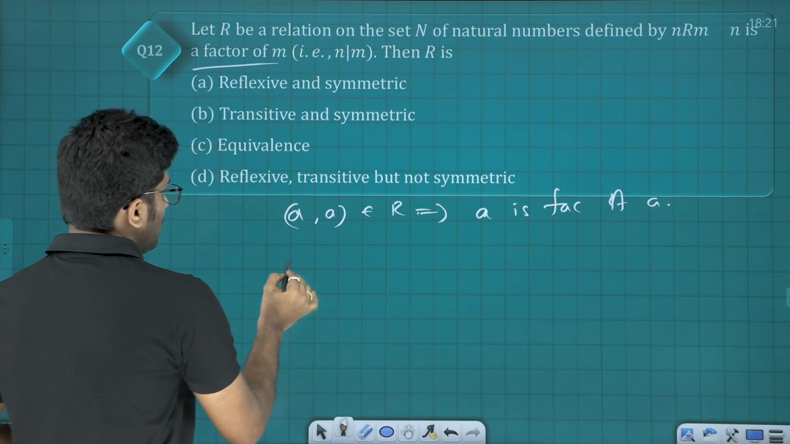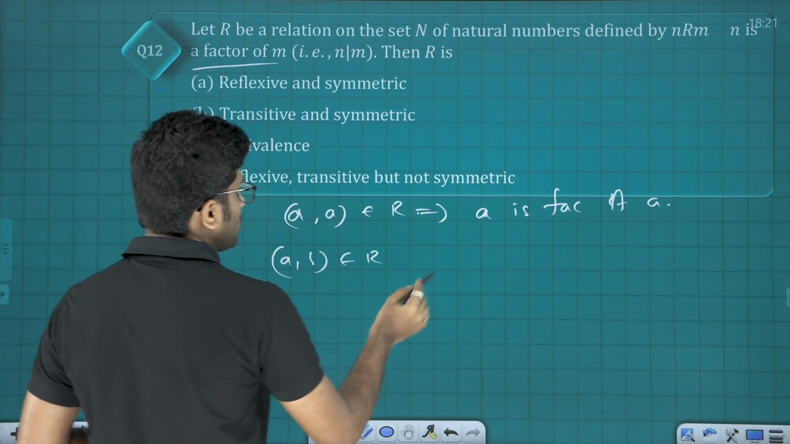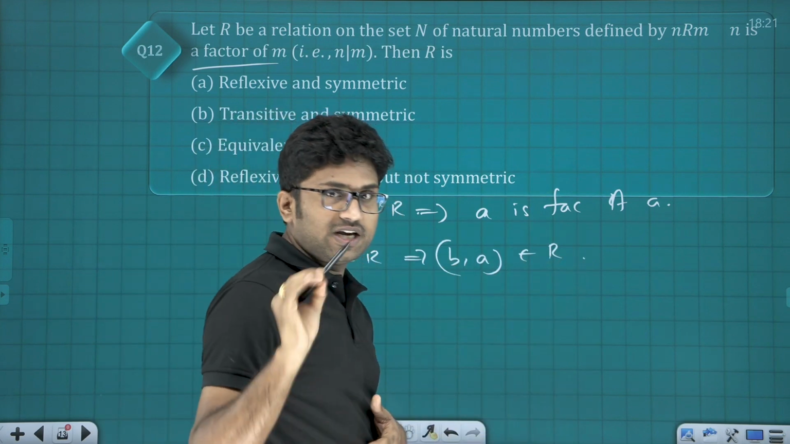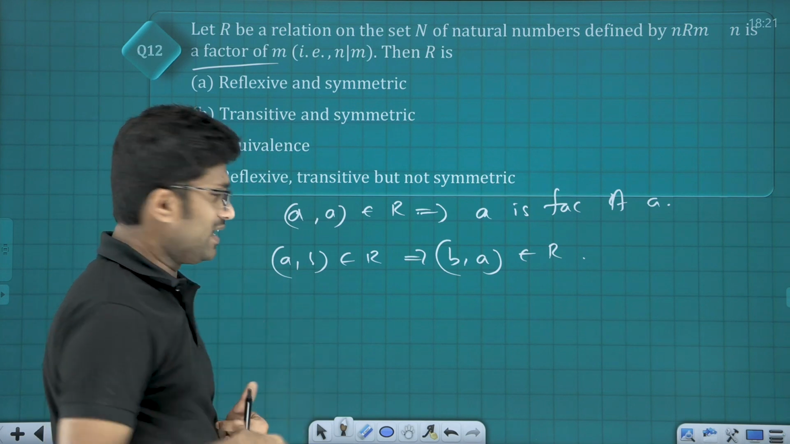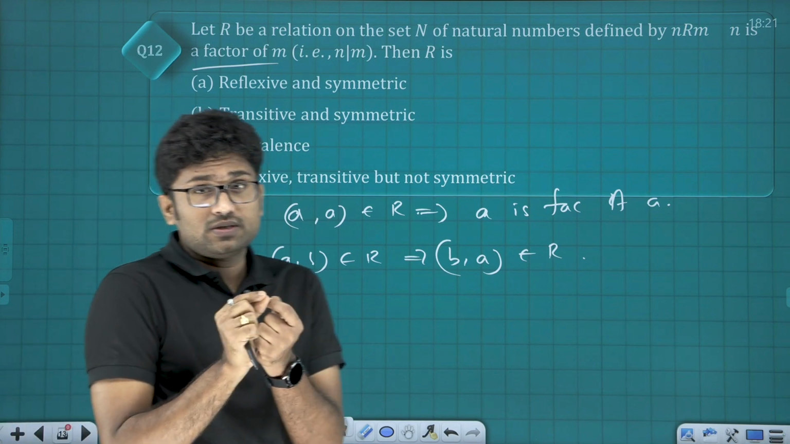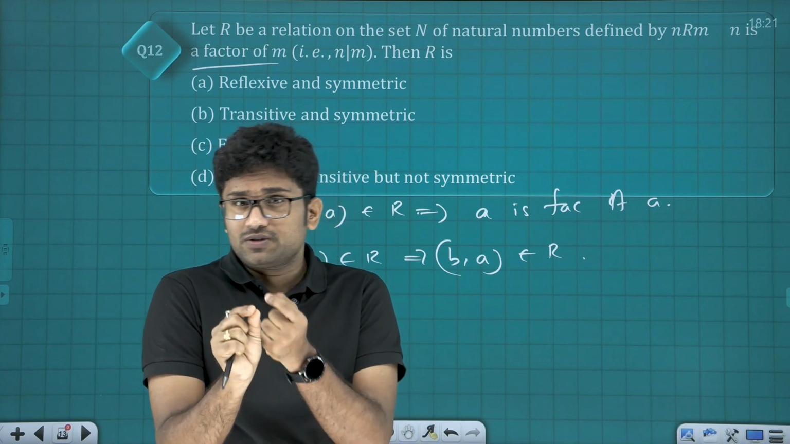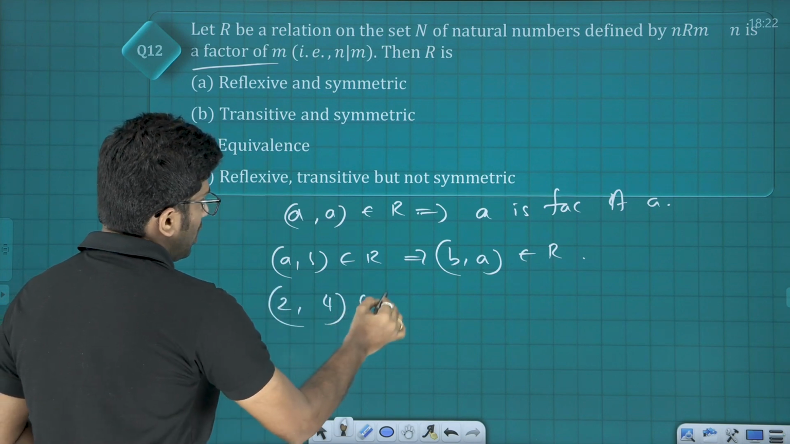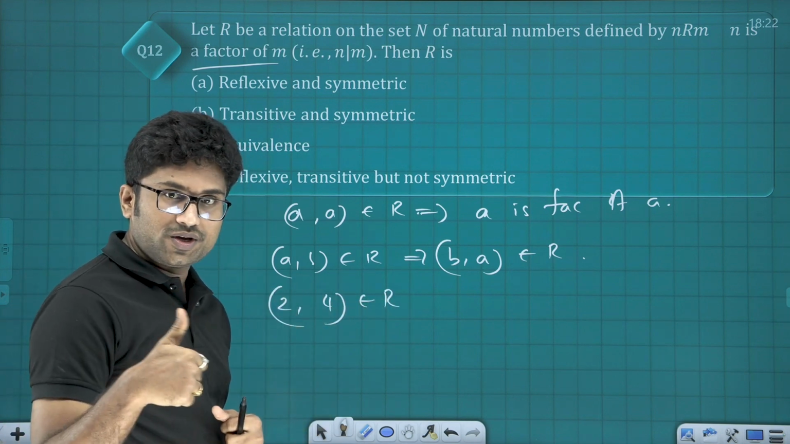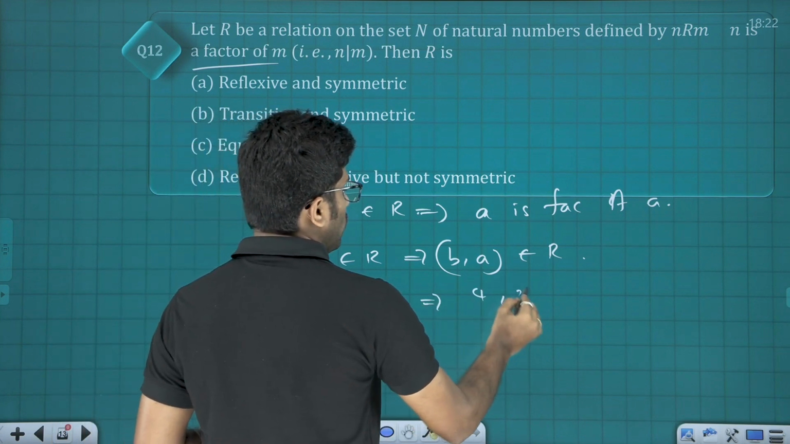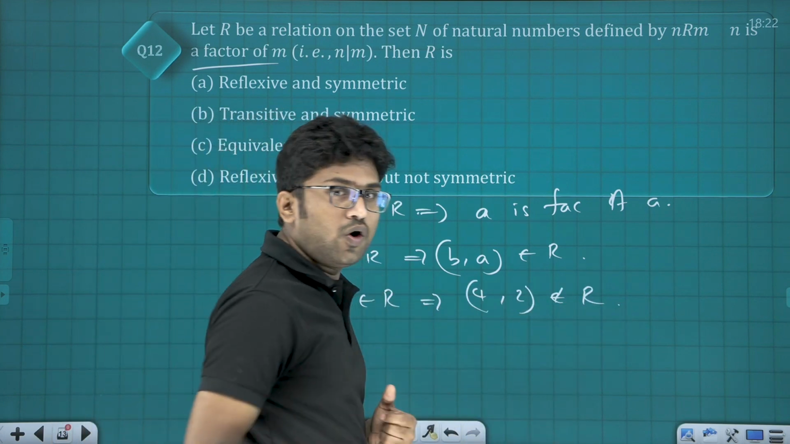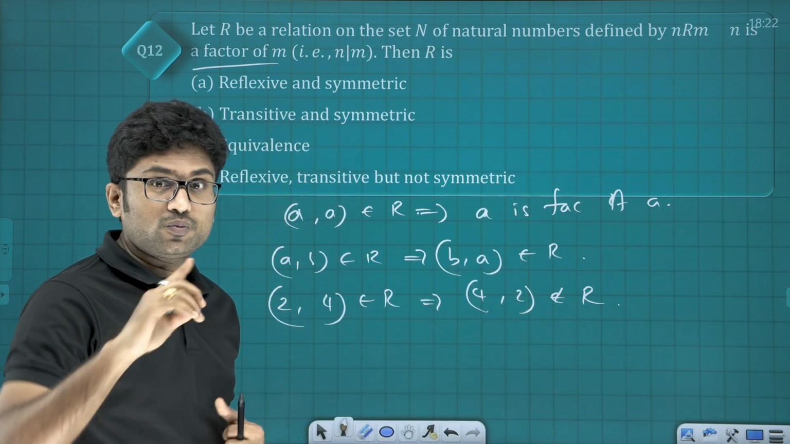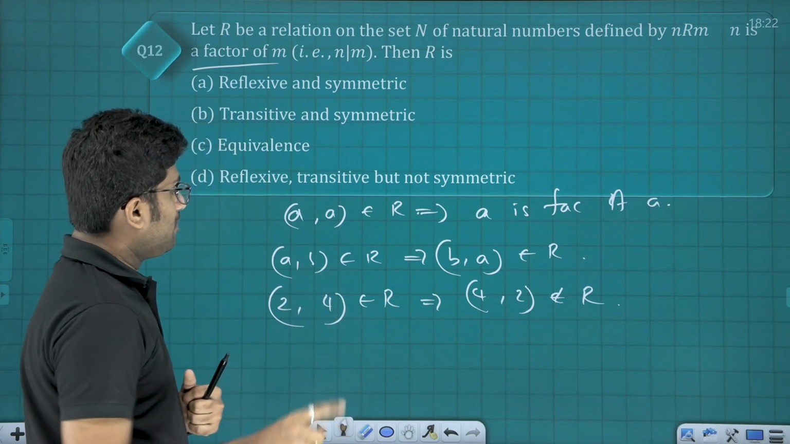Now symmetric means (A, B) belongs to R implies (B, A) also belongs to capital R. Let's see whether it is true or not by using one example. Whenever we have to prove something right or wrong, we always take the contradictory example. (2, 4) belongs to R, friends, because 2 is a factor of 4. Can you say (4, 2) belongs to capital R? No, (4, 2) does not belong to R because 4 is not a factor of 2, but 2 is a factor of 4. So it is reflexive but not symmetric.